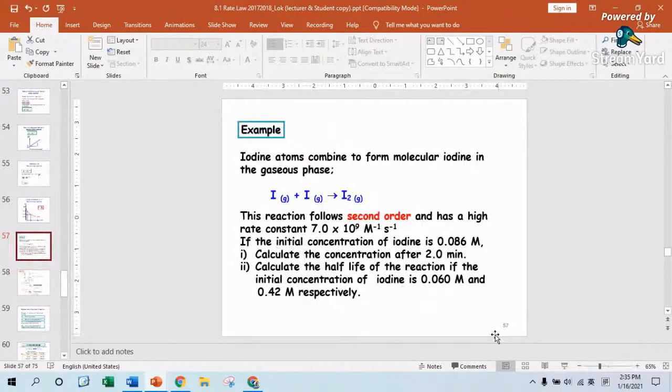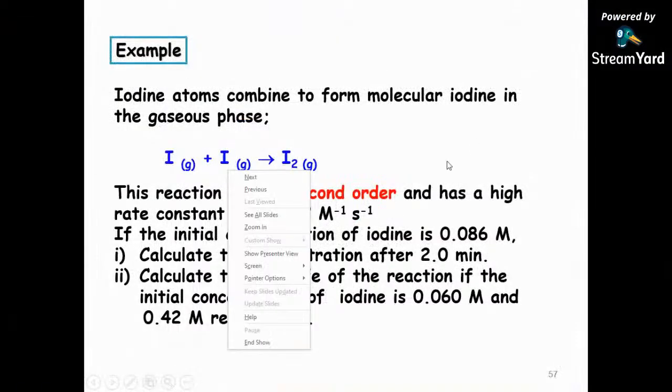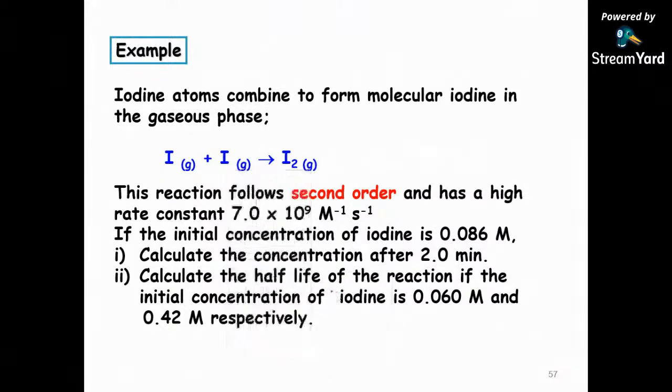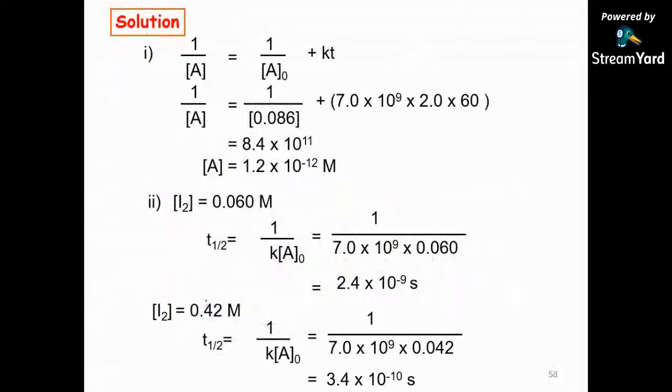Okay, so this is the example question for second order. The question asks about concentration after 2 minutes and then half-life. Concentration is given. This is the initial concentration for iodine, because there are two reactants. So just do it as usual: formula, substitution, final answer. Of course, you must know the order of the reaction because different order, different formula. So this is second order, that's why it's 1/1. Substitute, final answer with correct unit. And then half-life: formula, substitution, final answer with correct unit. This question also asks about another half-life for I2 with a different concentration, and then you get the answer.